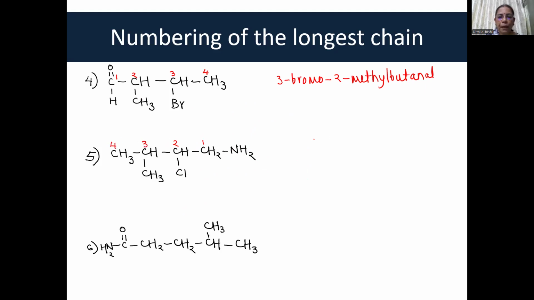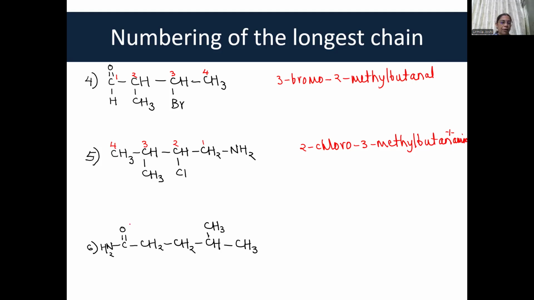So it is going to be 2 chloro. At carbon number 2, there is chloro, right? So 2 chloro, 3 methyl. We have put in the alphabetical order. The longest chain is butane, 4 carbon chain. So butane amine. I'm very sorry. It has to be butane 1 amine. Okay, butane 1 amine is necessary.